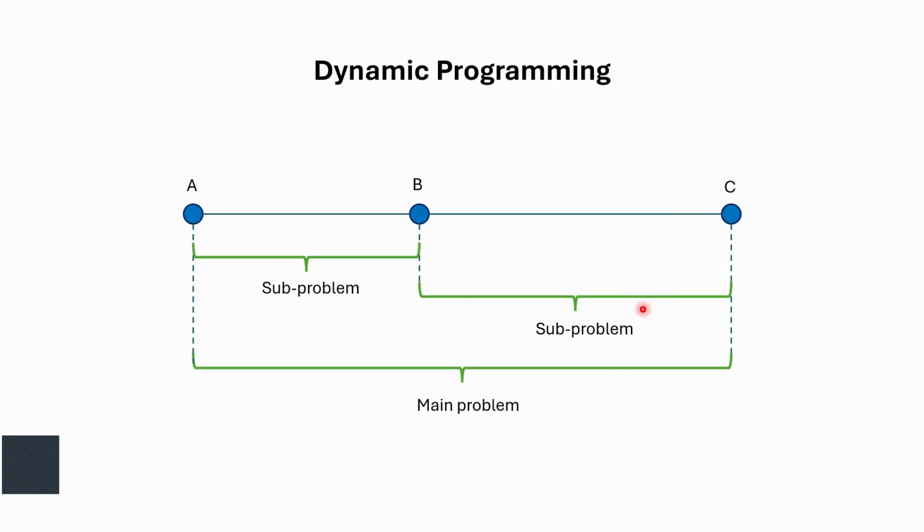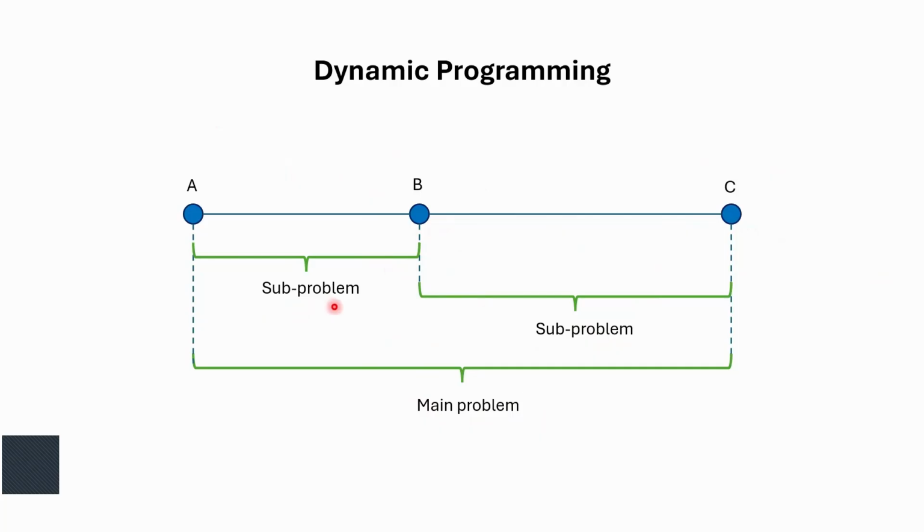We've been hearing about dynamic programming a lot, but what is it actually? So imagine we're given a problem, which is also called the main problem here. The problem is finding the shortest path from A to C, and we all know that all paths from A to C must go through an intermediate point B here. So we can divide our main problem into two subproblems.